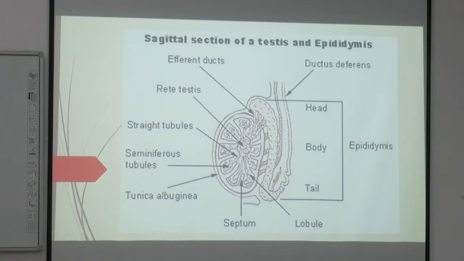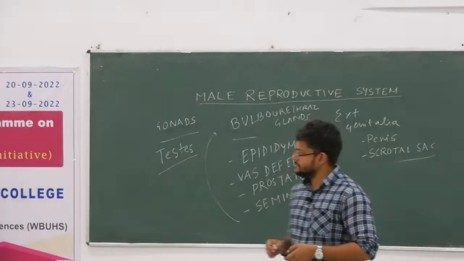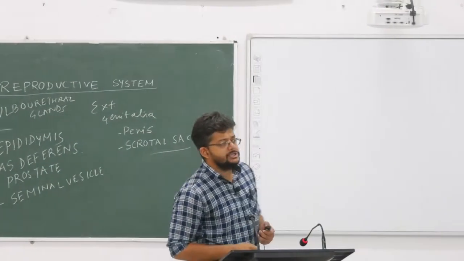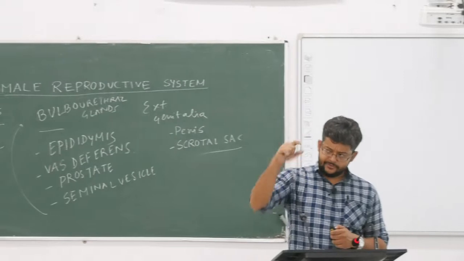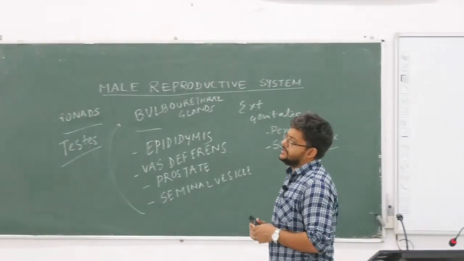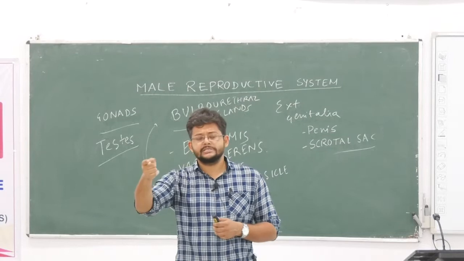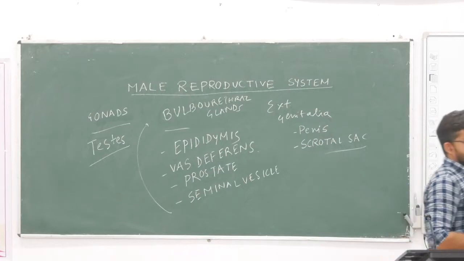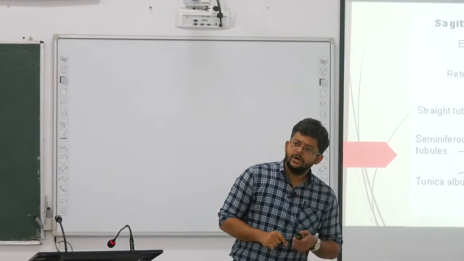After the tail of the epididymis, there is a short structure which we call ductus deferens, which ultimately becomes vas deferens. So ductus deferens, vas deferens, then the ejaculatory duct, not present in the picture, and at last you will write urethra. That's the whole pathway of movement of sperm.